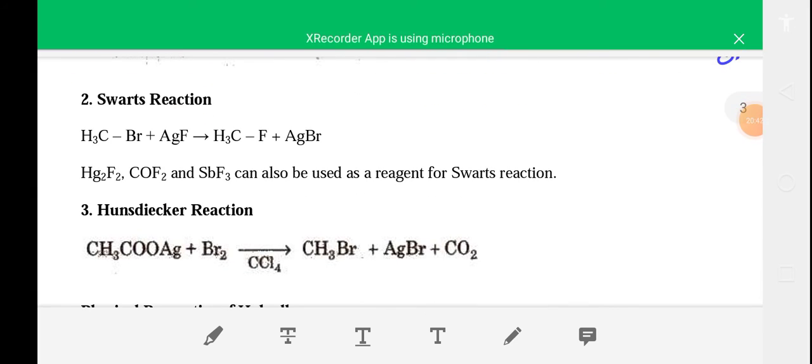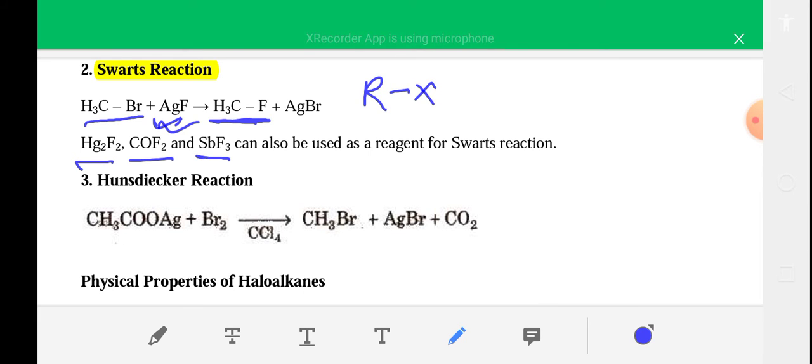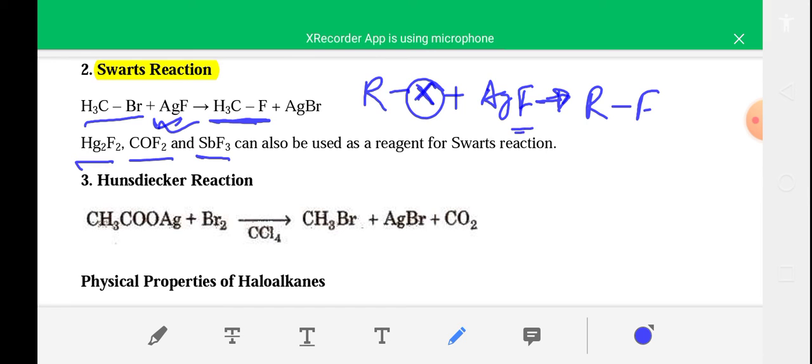Now the Swarts reaction. It is also a halogen exchange reaction, for the preparation of fluoroalkane from other alkyl halides. For example, if CH3Br is treated with an inorganic fluoride like AgF, CoF2, Hg2F2 or SbF3, that is, if you react an alkyl halide in which the halogen is chlorine, bromine or iodine, except fluorine, with an inorganic fluoride like AgF or Hg2F2, you will get fluoroalkane, RF. The halogen atom will be substituted by a fluorine atom, and this reaction is known as the Swarts reaction.